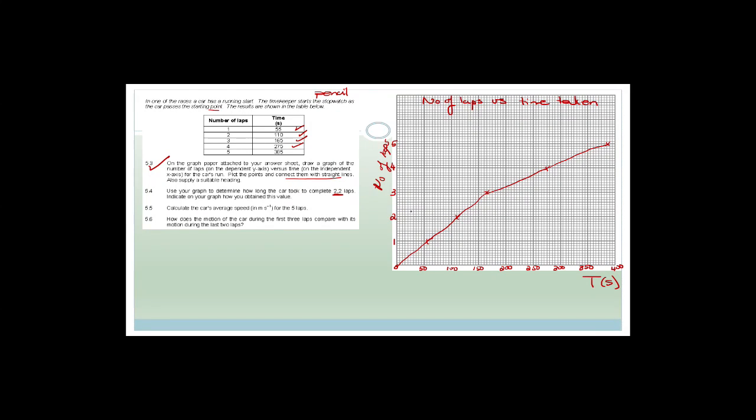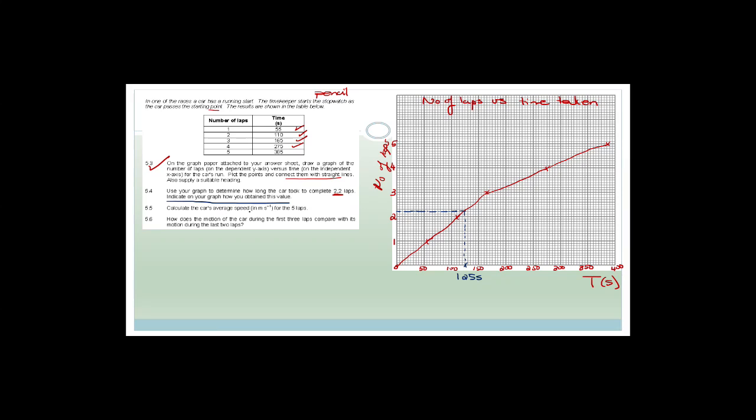So we're going to go across, and then we're going to go down, and we can see that it took approximately 125 seconds. And it says, indicate on your graph how you obtained this. You need to draw in your dotted lines to show what you did to get the answer.